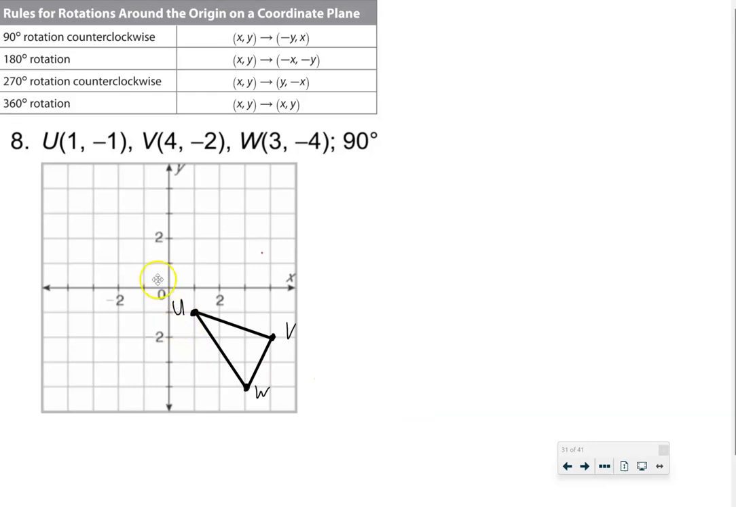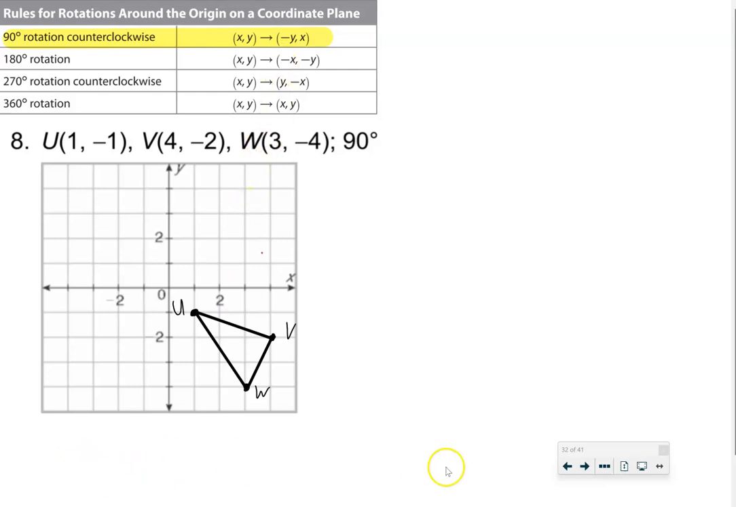Okay, I've got the U, which is over 1, down 1. V, which is over 4, down 2. And the W, which is over 3, down 4. Alright, now, since it's 90, we're going to have to swap them around. We're going to swap them around and change the sign.